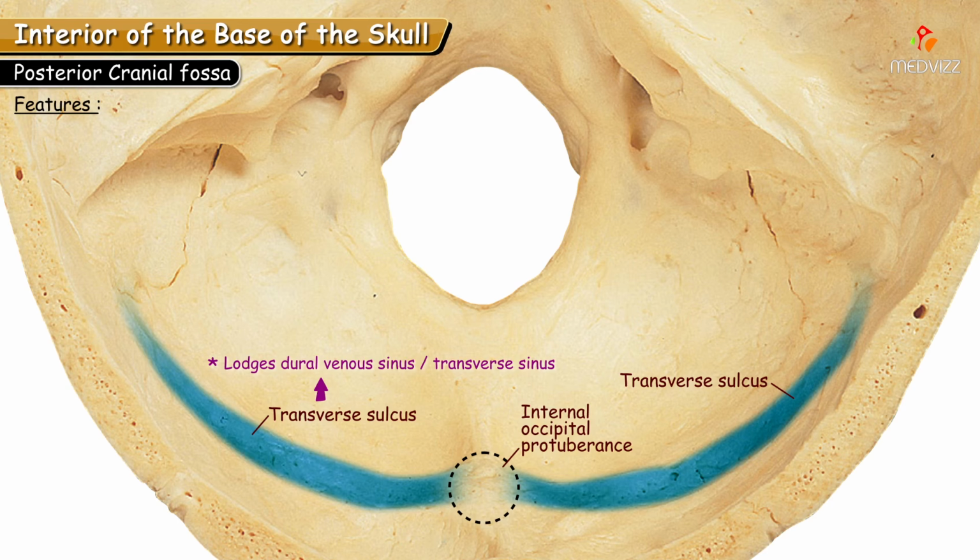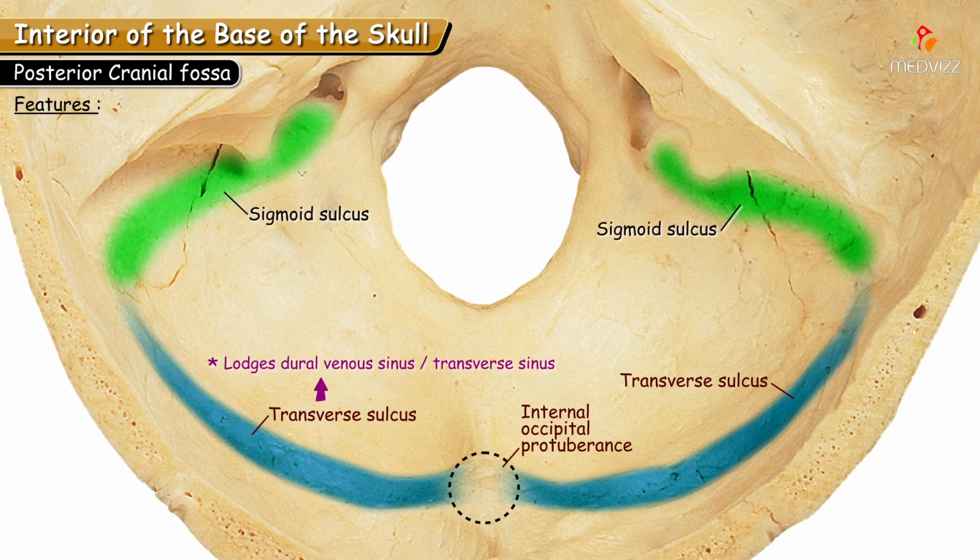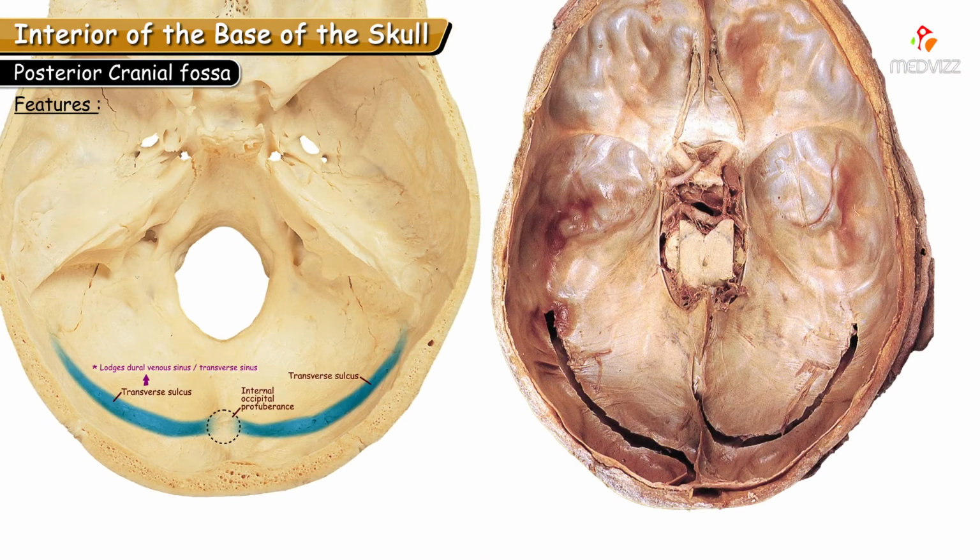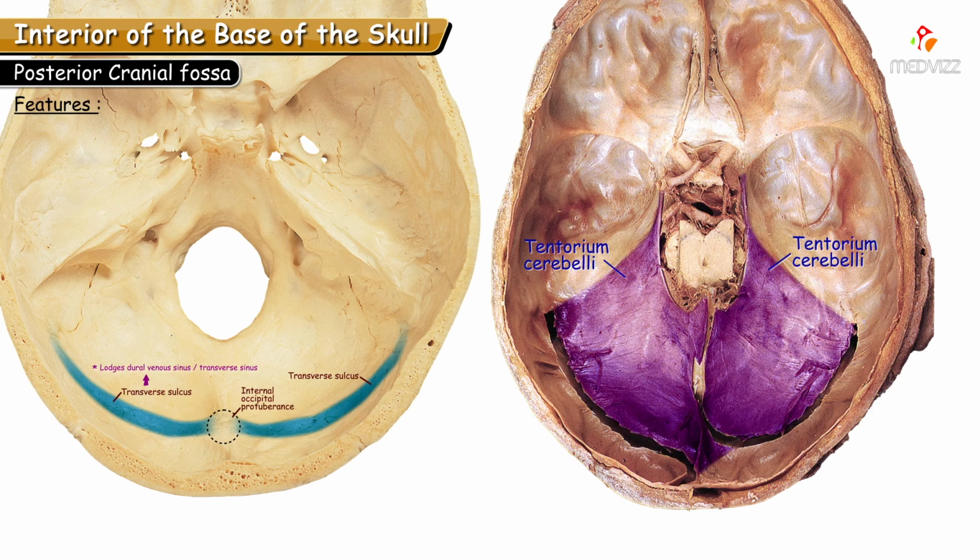transverse sinus. Transverse sinus continues laterally and anteriorly to form sigmoid sinus. We all know sigmoid sinus further continues into the internal jugular vein which exits the jugular foramen. So the lips of this transverse sulcus give attachment to tentorium cerebelli.